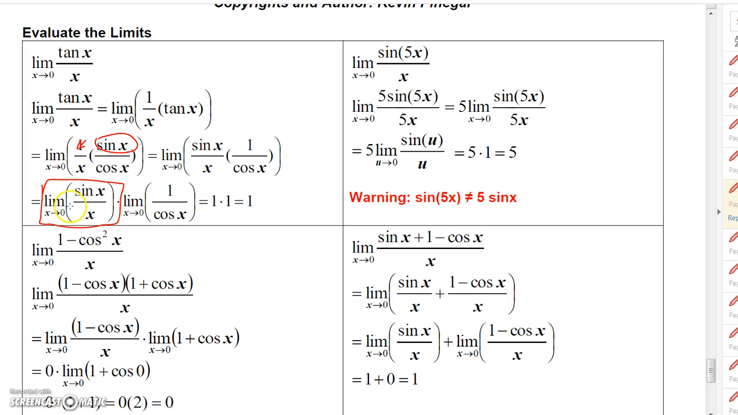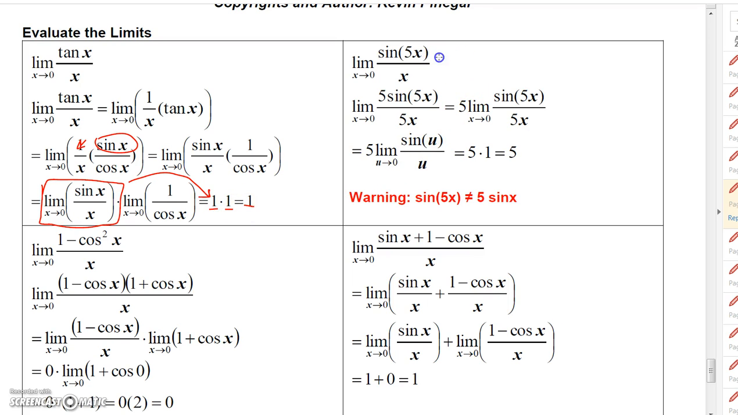Well, this limit, remember, is 1, because of the property we just talked about. And for this limit, all you have to do is let x go to 0 and you get 1 over cosine 0. And 1 over cosine 0 is just 1 over 1, which is also 1. So you end up with 1 times 1, which is 1.